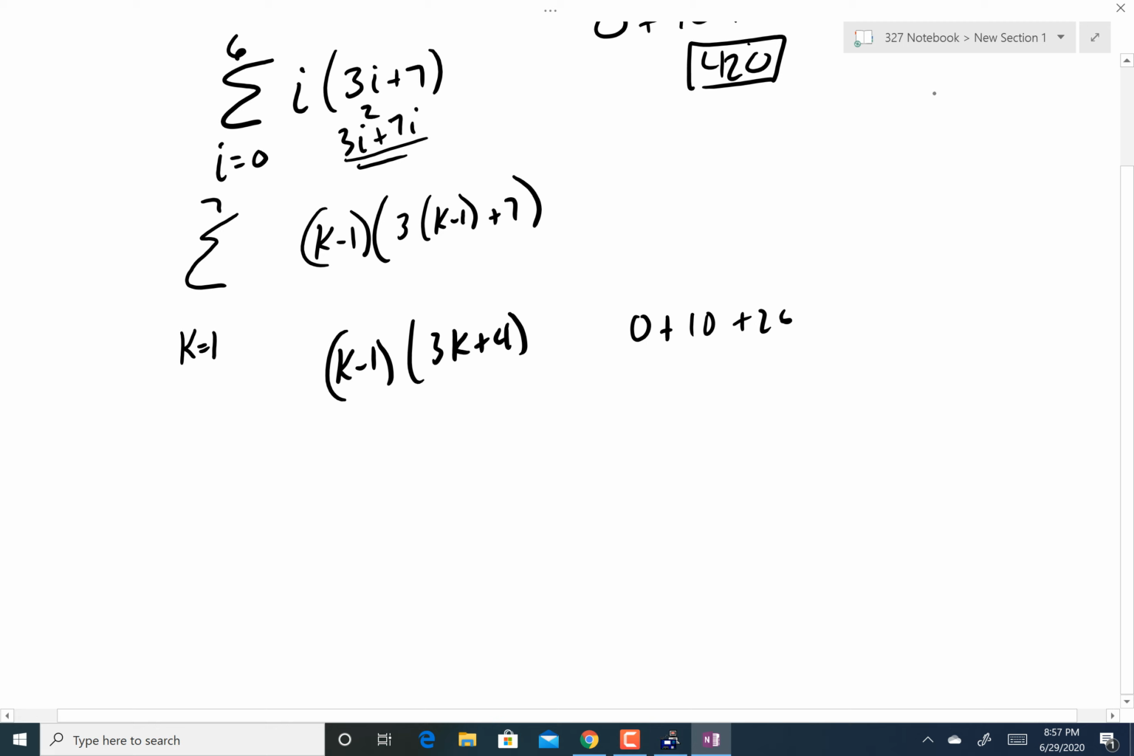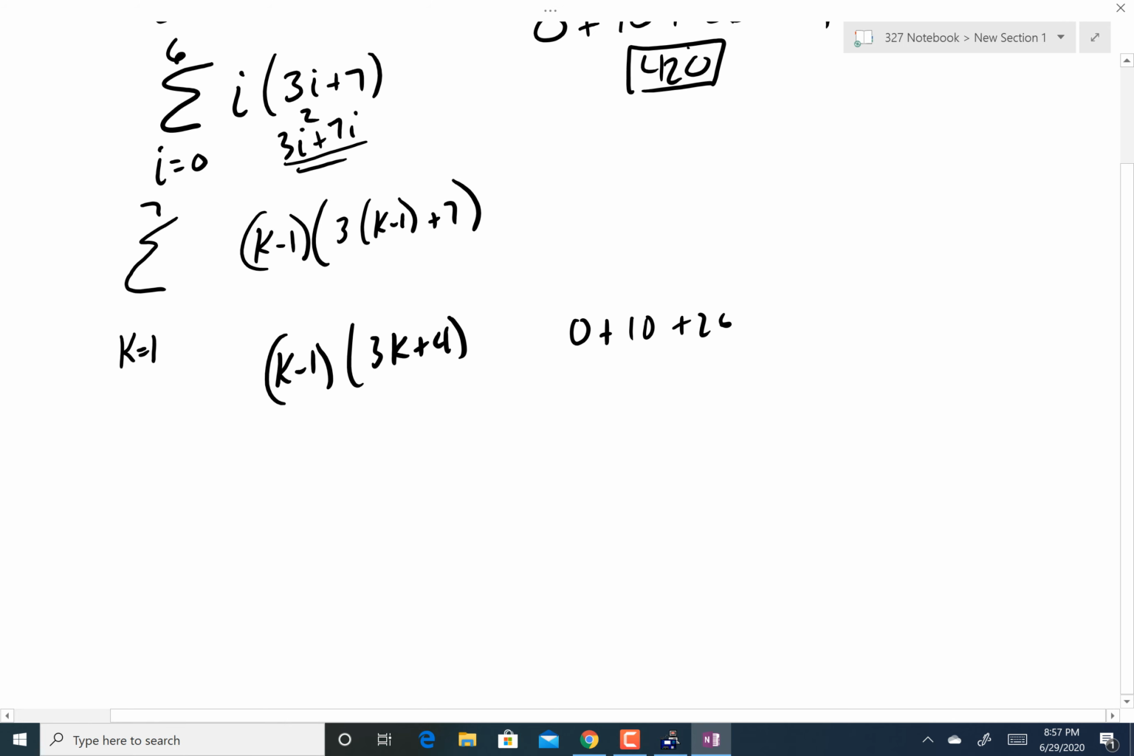So there's two ways to do it. You could use a change of index, which is cool, and then you're good to go. So this would be 3k squared plus 4k minus 3k minus 4, k equals 1 to 7.